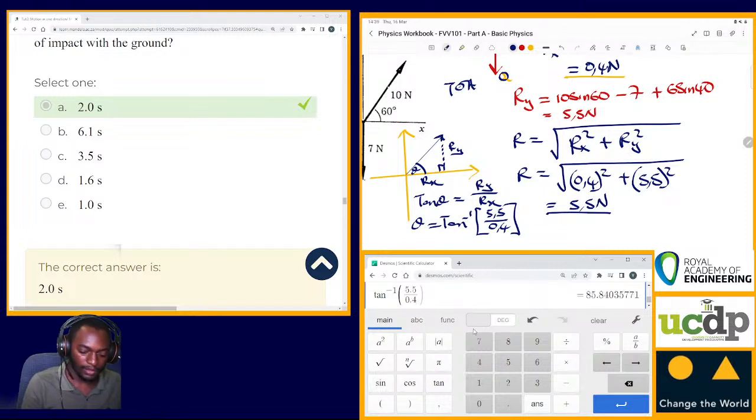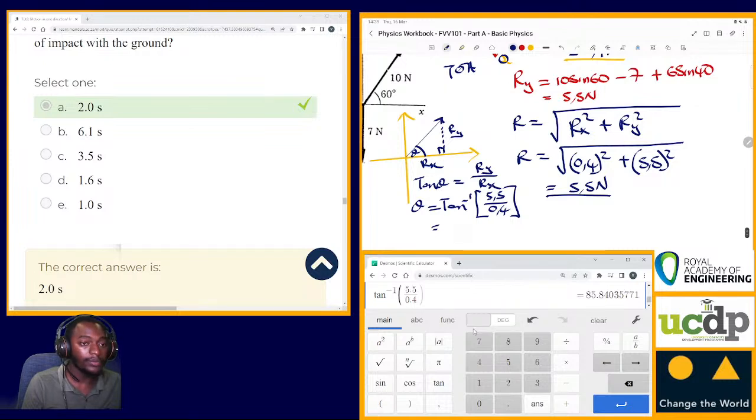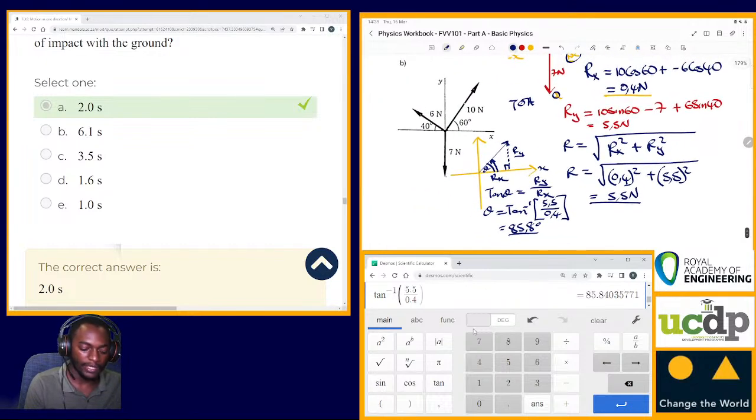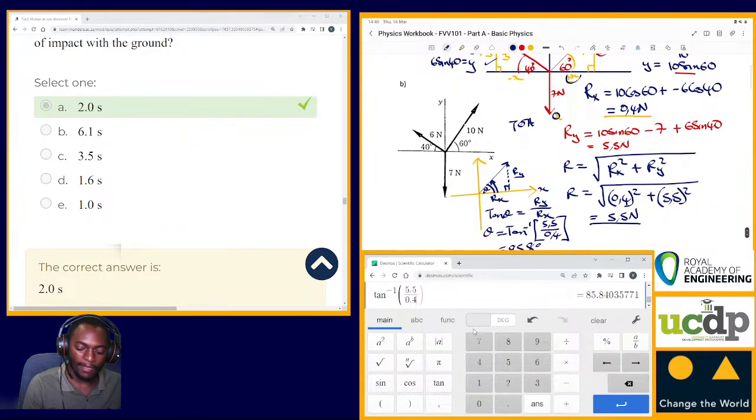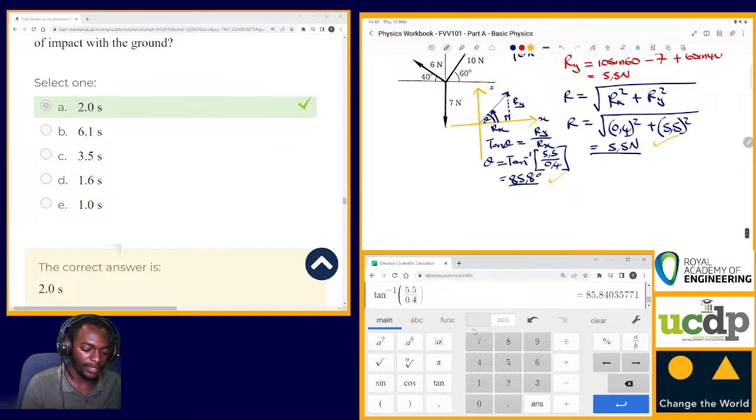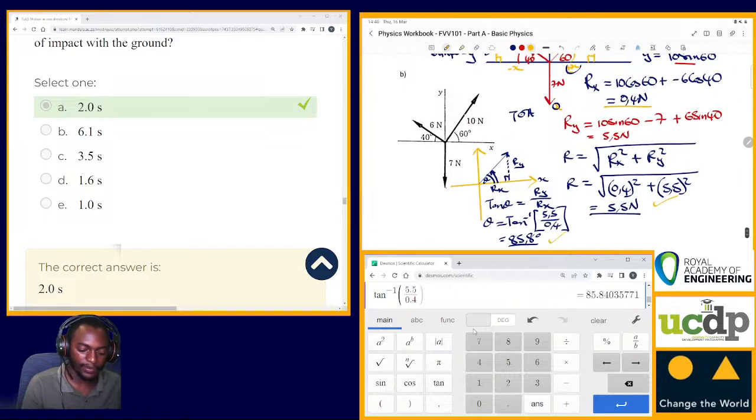We get an angle equal to 85.8. Okay, so that is what we get. So this is our angle. We move from the x-axis until we get to our vector in an anti-clockwise direction. So that is how we have determined the magnitude, which is 5.5, and the direction, which is 85.8 degrees.